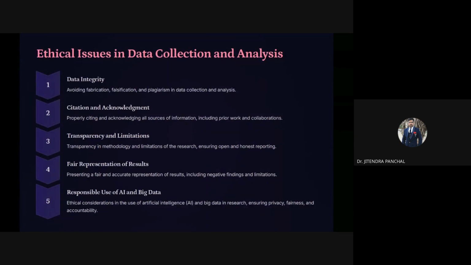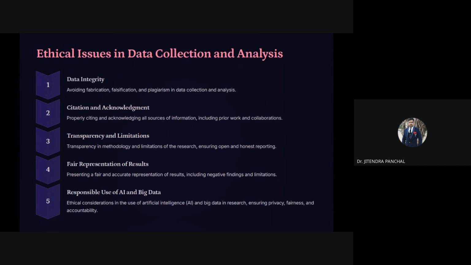Next is ethical issues in data collection and analysis. Data integrity, that means whatever experiment you have done and whatever result you have come up with, you must not fabricate that result, and you must not falsify it. You also cannot take results or the steps involved in your research directly from any published paper, otherwise it will lead to plagiarism.